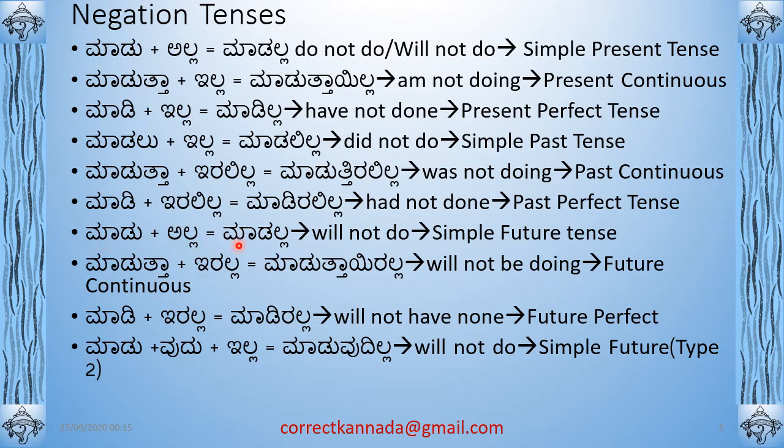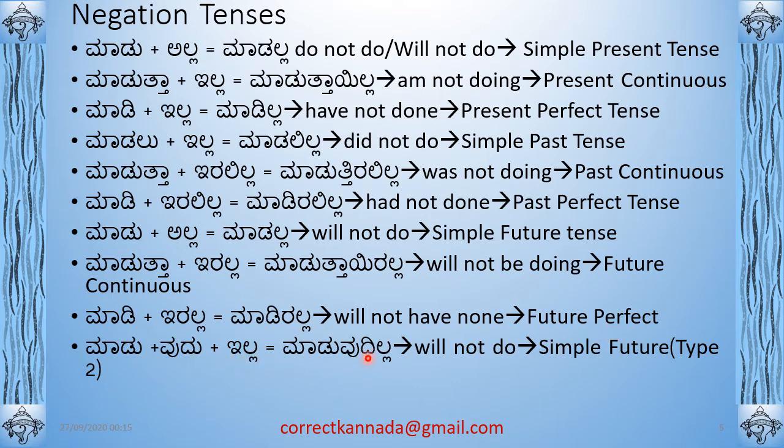Then madu plus alla, madalla. I told you the simple future and simple present have the same form, madalla. Of course, there is one more simple future type too. I'll talk about that later. Then madutta iralla. This madutta iralla is future continuous tense. See here, madutta iralilla means past continuous. Madutta iralla means future continuous tense. Then madiralla means will not have done. So this is your future perfect tense.